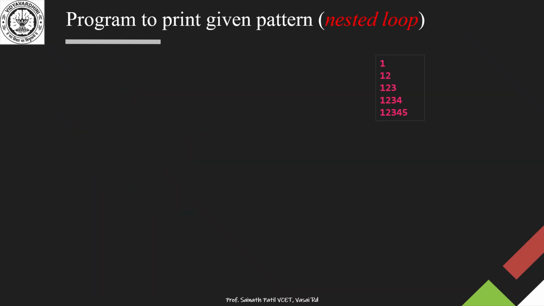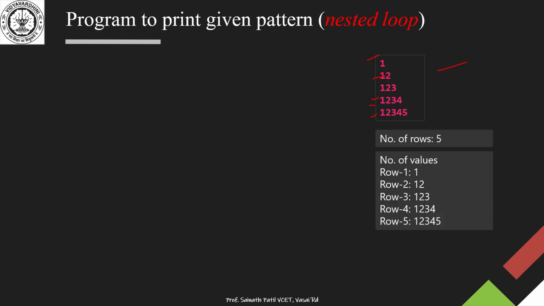Now let's write one more program: a program to print a given pattern. The pattern is like this. In this we have 5 rows, 1, 2, 3, 4, 5 rows are there. Row 1 has printed only 1. Row 2 has printed 1, 2. Row 3 has printed 1, 2, 3, like that. So we'll make use of the previous program, where we printed the value of j.